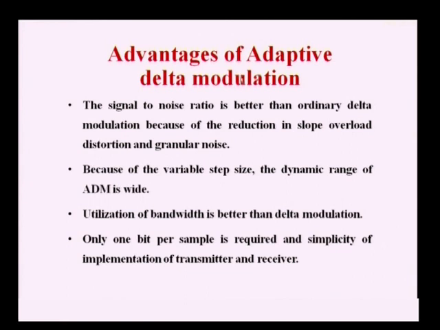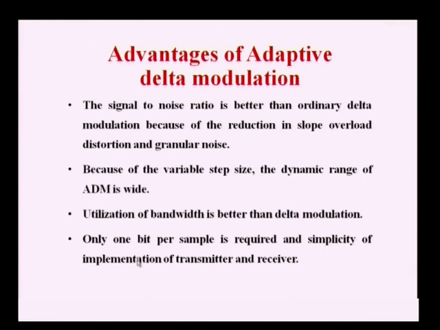The advantage of adaptive delta modulation is that the signal to noise ratio is better than ordinary delta modulation because of the reduction in slope overload distortion and granular noise. Because of the variable step size, the dynamic range of adaptive delta modulation is wide, and the bandwidth utilization is better compared to delta modulation. Only 1 bit per sample is required, and the transmitter and receiver are simple to implement.